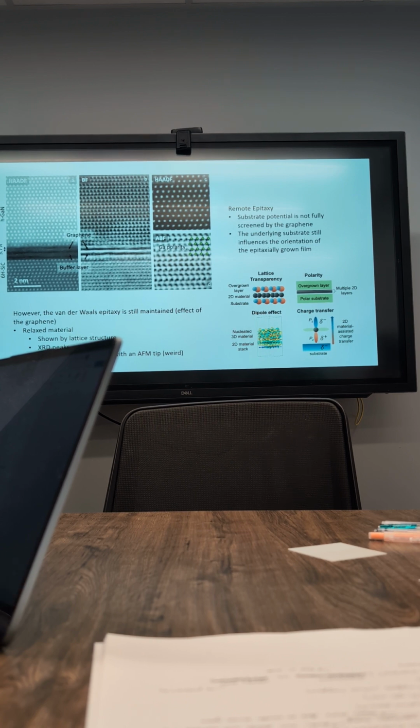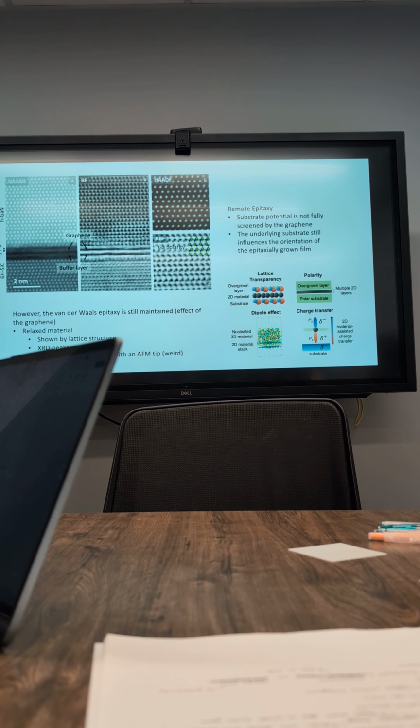But how does the van der Waals come in? Because isn't that like empty space after the graphene? So graphene is pure, so there is a gap. Okay. So there are like three contact points, or you can look at two contact points.